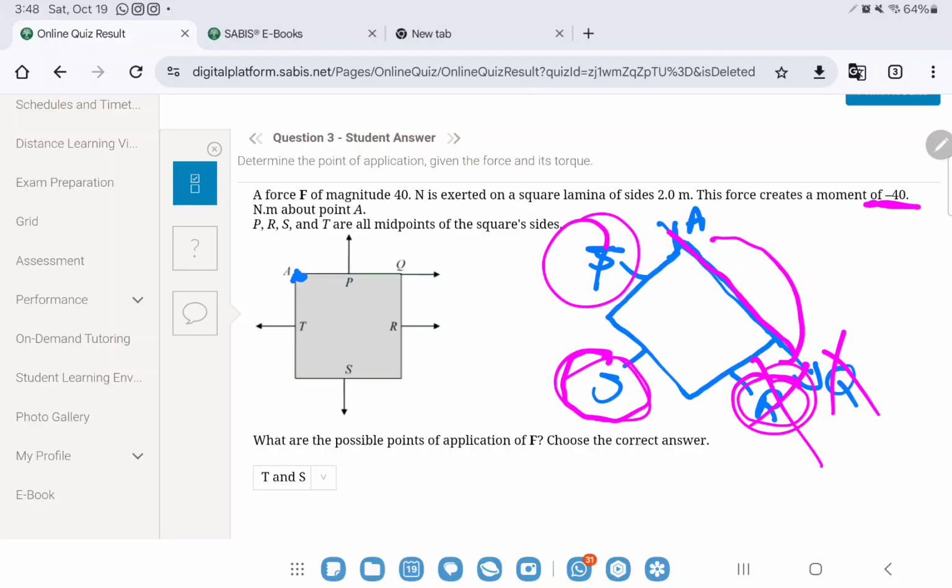And let's say they give you a point that's not at the middle. You're also gonna have to calculate it. Since the square is 2 meters, this is at the middle, so this is at 1 meter distance. And if it's 40 newtons, you're gonna do 40 times 1 meter. You're gonna get that it is negative 40 moment. But anyways, we found the answer by cancelling out Q immediately and R because it doesn't go clockwise, and you're either way left with only 2 points, which are your answer.